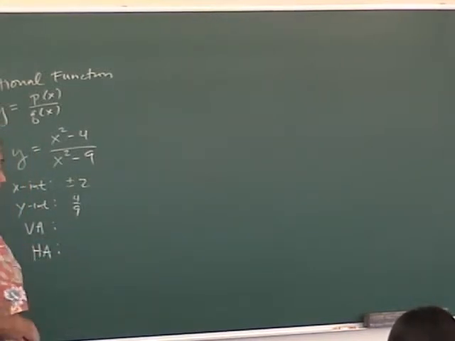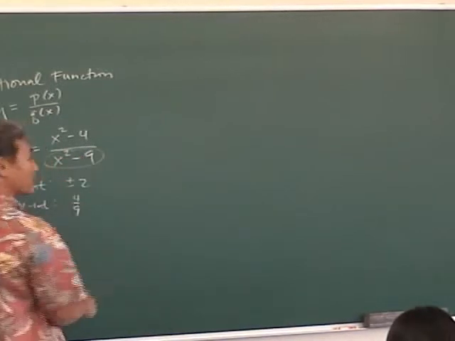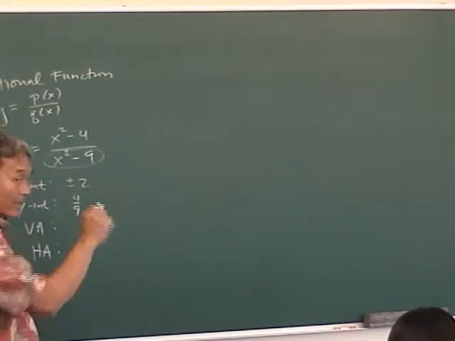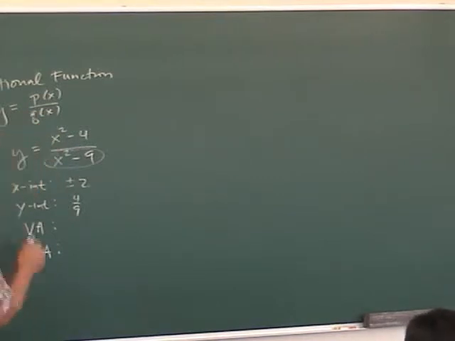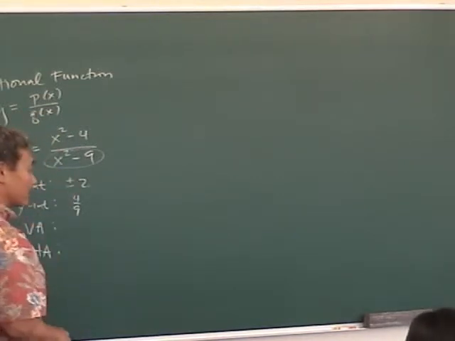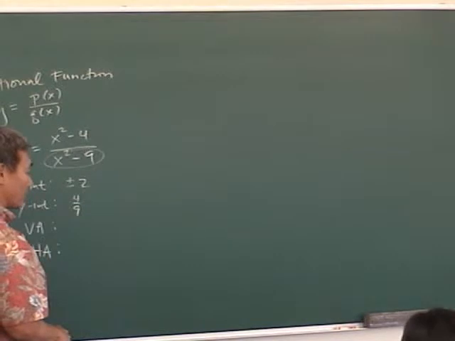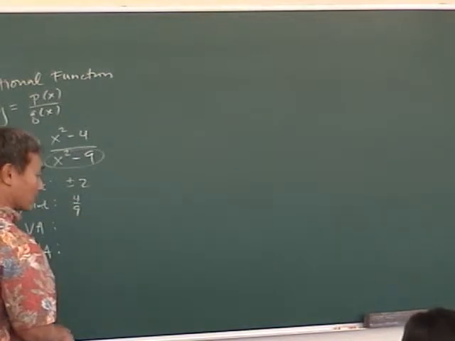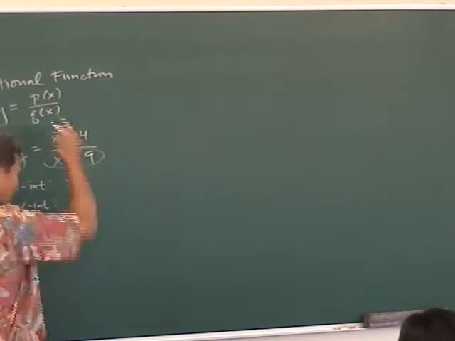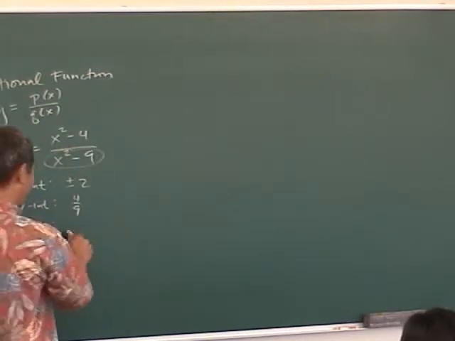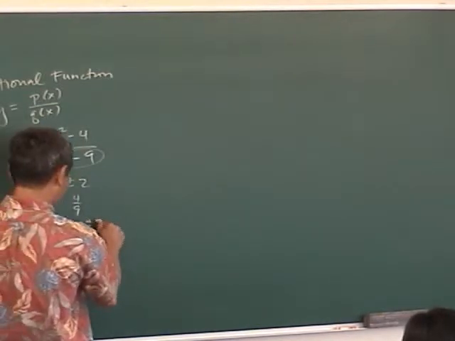Vertical asymptote is when the denominator is 0 after you cancel out common factors. Sometimes you can cancel factors, but here you can't. So you should look at the denominator. What makes the denominator 0? Plus or minus 3. So what are the vertical asymptotes? Plus or minus 3. No! Vertical asymptotes are lines, so you have to write equations of lines. X equals plus or minus 3.